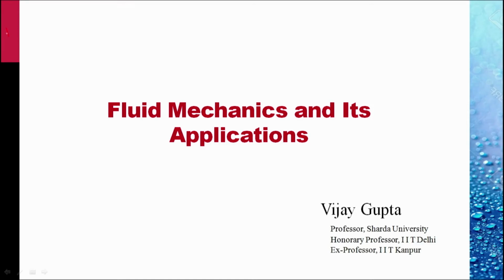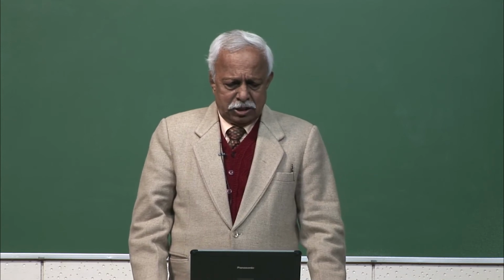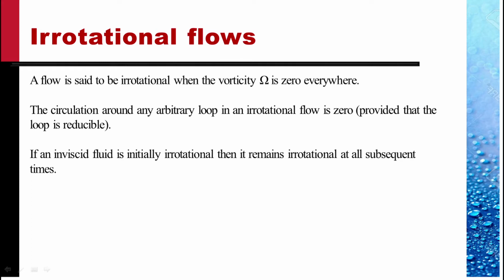Welcome back. In the last lecture, we studied irrotational flows. The flow is said to be irrotational when the vorticity omega, that is the curl of velocity, is zero everywhere. The circulation around any arbitrary loop in an irrotational flow is zero, provided that the loop is reducible. If an inviscid fluid is initially irrotational, then it remains irrotational at all subsequent times.